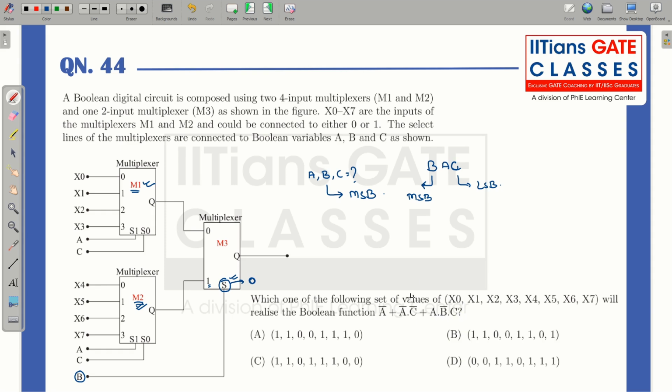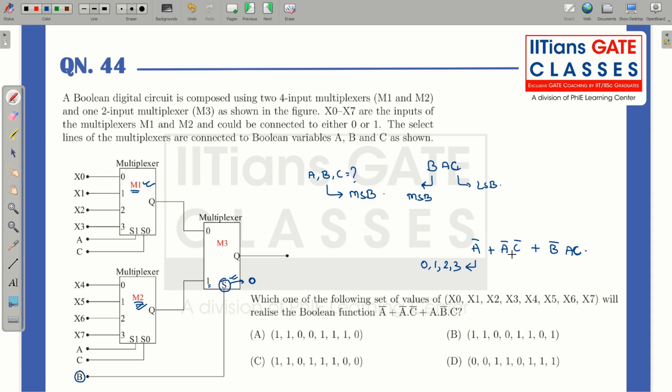So instead of this, if this order was followed, and directly the question would have been like this: A complement plus A complement C complement plus, this would have been written like this: B complement AC. So whatever minterms for this you would have got, like suppose for this A complement you would have said 0, 1, 2, 3.